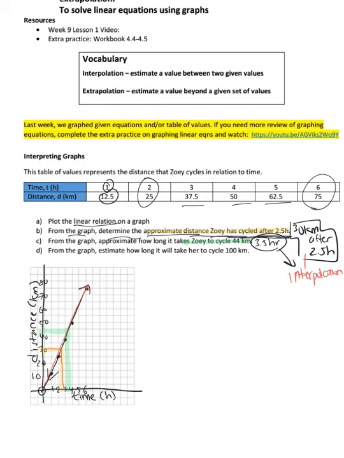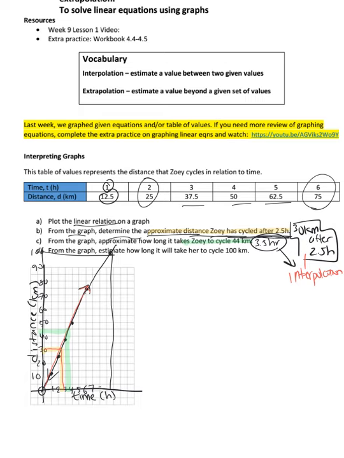Okay. All right. Looking at D though, it says estimate how long it will take her to cycle 100 kilometers. We don't have that on our graph. But if we were to extend it out, we can kind of estimate, although this only goes to 90 and 100 would go out of the graph. We would just continue, and approximately at what time does she reach 100 kilometers?